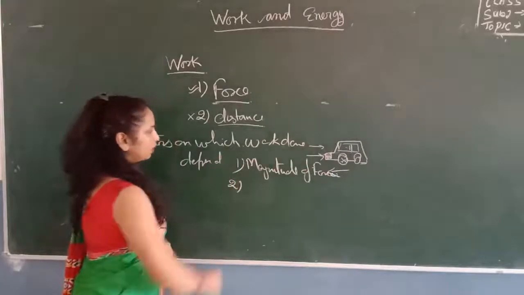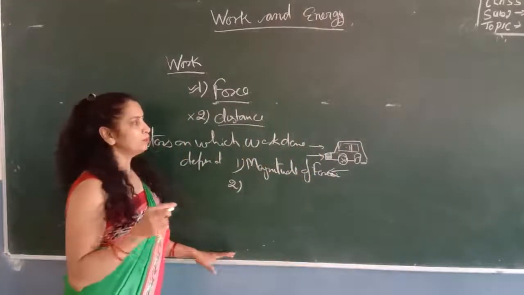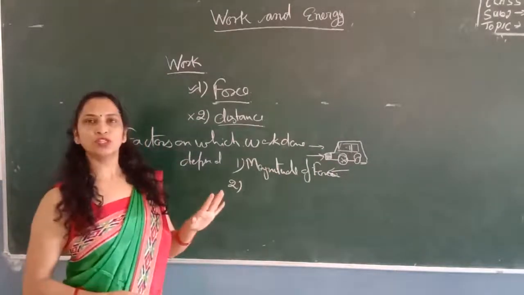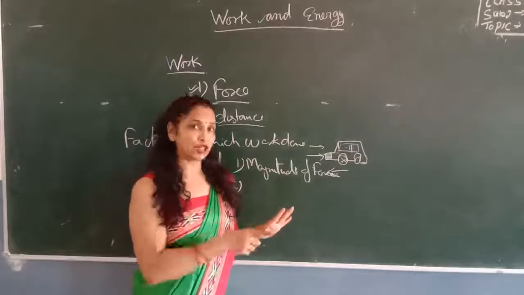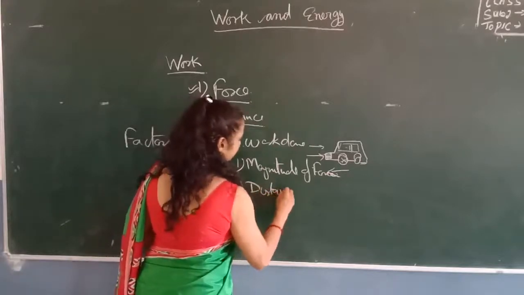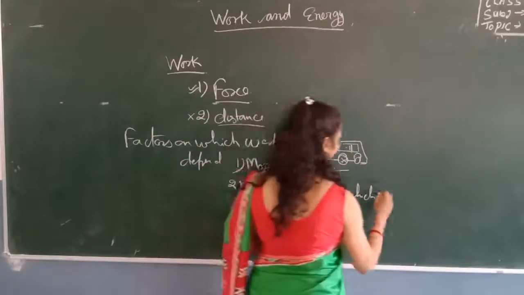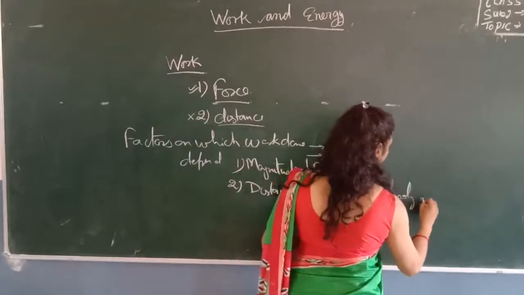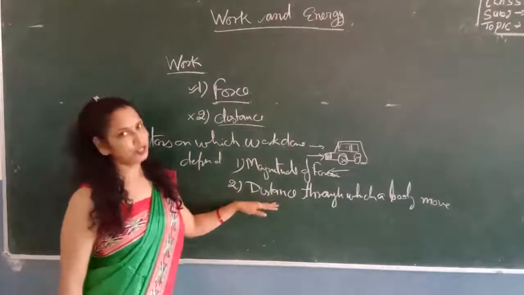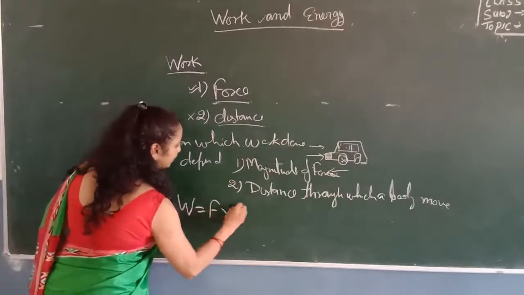The second one is displacement. It is the distance moved by the body in the direction of force. It's really important that if you are exerting force on a body, the motion of the body should be in the direction of the force exerted. So the second factor is the distance through which a body moves, and the displacement should be in the direction of the force exerted. So we can say W is equal to force multiplied by the displacement.